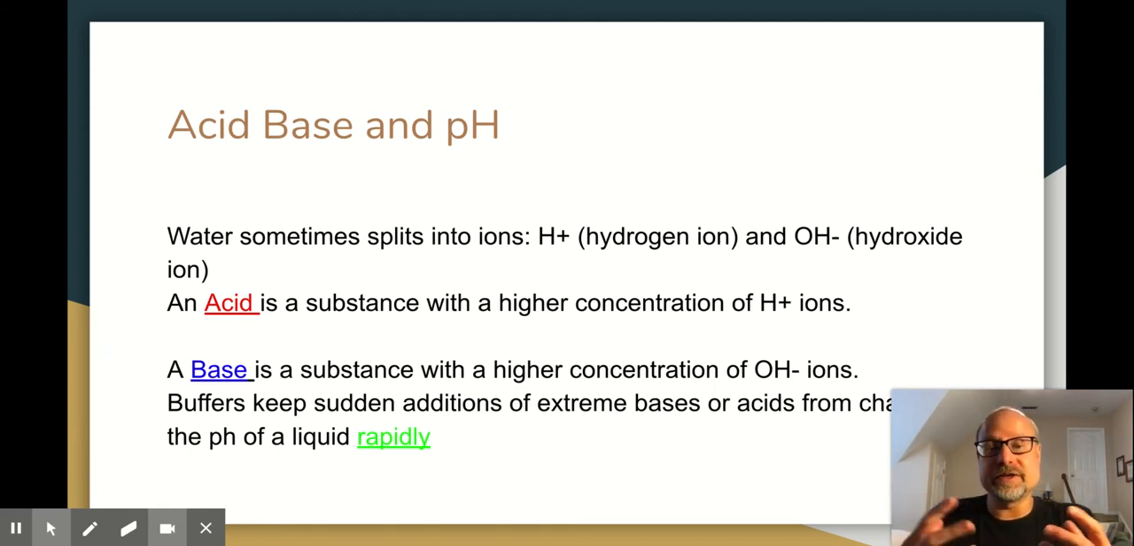The buffer is something that when a strong base invades, sucks up all of those hydroxide ions and brings the pH back down to a neutral level. And your blood is full of buffers so that the pH in your blood doesn't get too high or too low, because either way could be lethal.